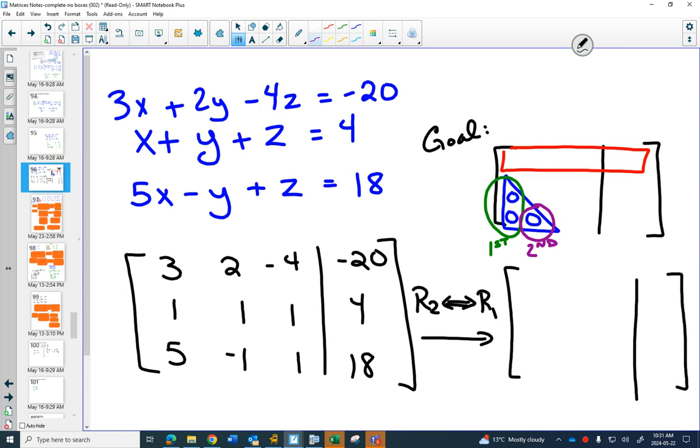And probably if I was setting up my equations, I would have just written it this way to begin with. But I'm going to put row 2 here. That's my 1, 1, 1, and 4. And I'm going to put row 3, 2, negative 4, negative 20. I'm just going to switch those 2 rows because I like having 1s up at the top. Why? It'll make some of our row operations easier.